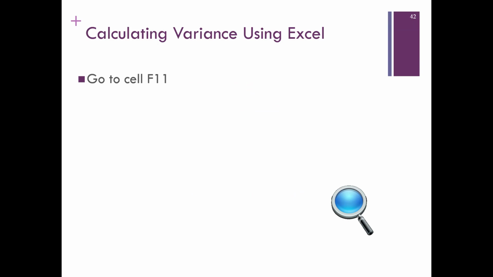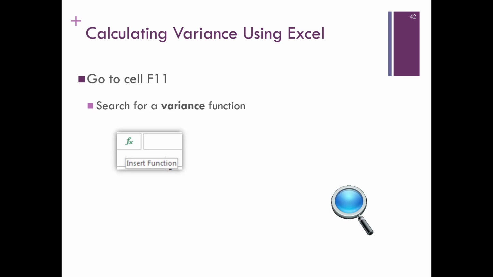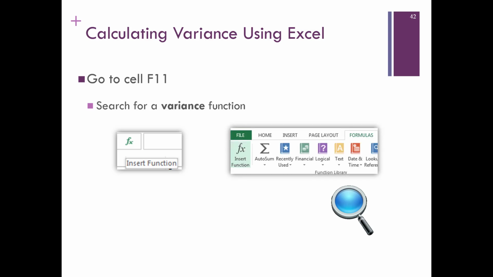Now, let's calculate variance using Excel's function. That would be exciting, yes? So let's go to cell F11, and this time search for a variance function. You can use the search term variance. Perhaps you like to click the Insert Function button to the left of the formula bar, or perhaps you like to go to the Formulas tab and click on that trusty Insert Function button to the left. Go ahead and pause this video and look for a variance function.